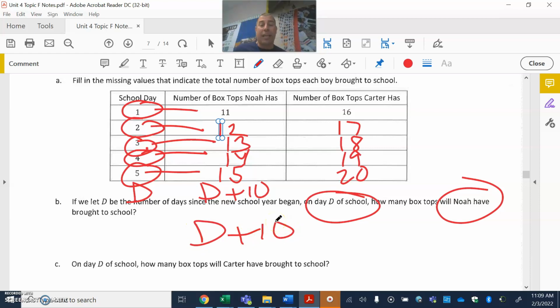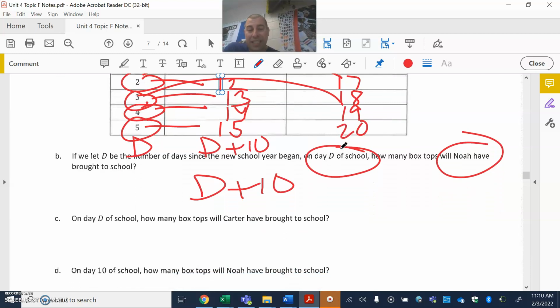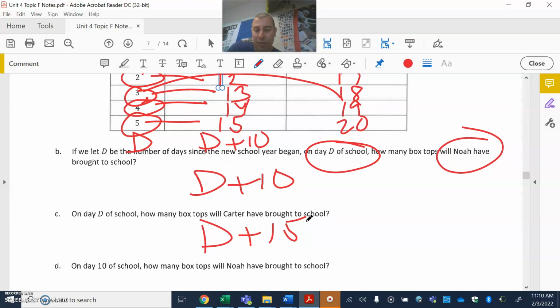I'm a big fan of using the table. So I'm going to put stuff into the table and then come back and do my answers. Same idea on day D of school. How many box tops will Carter have? Well, I'm at a 1 to a 16, a 2 to a 17, a 3 to an 18. What's going on here? Again, it's always 15 more. And the nice thing is it matches up with what they started with. Remember, Grandma only gave 10 to Noah, plus 10, whereas Carter got 15 from his aunt, so that's why it's the plus 15.